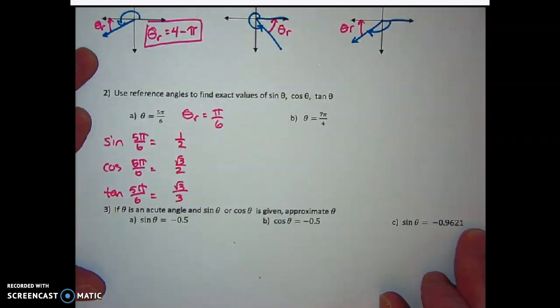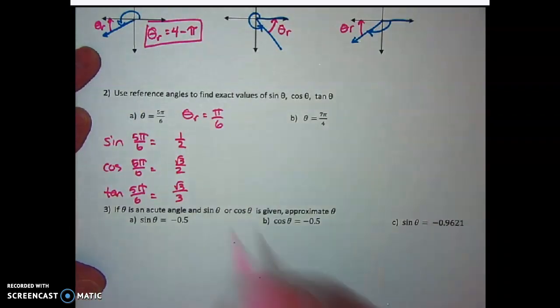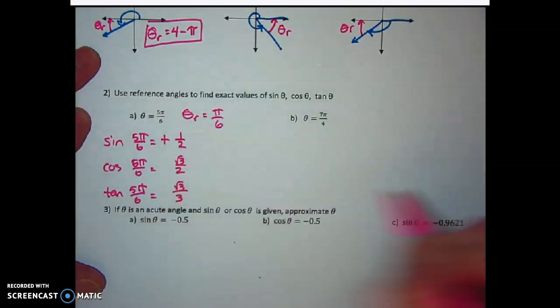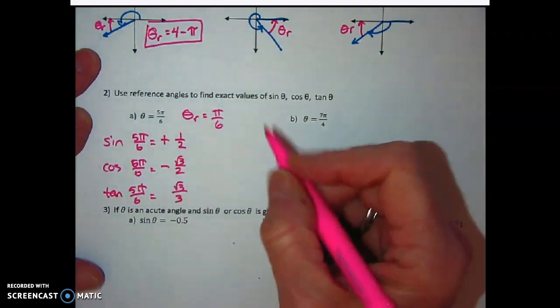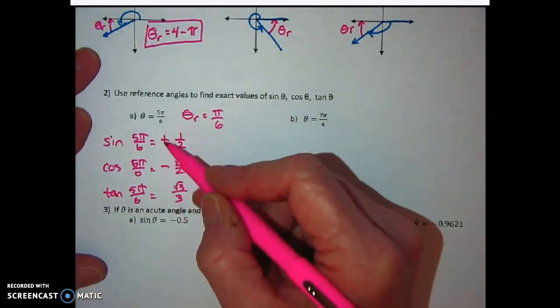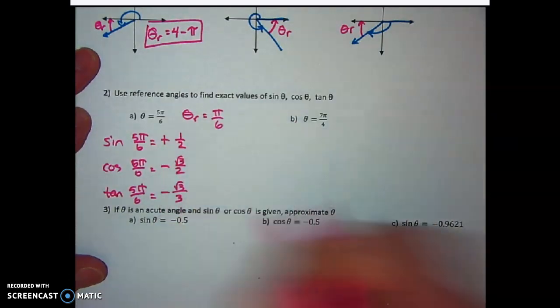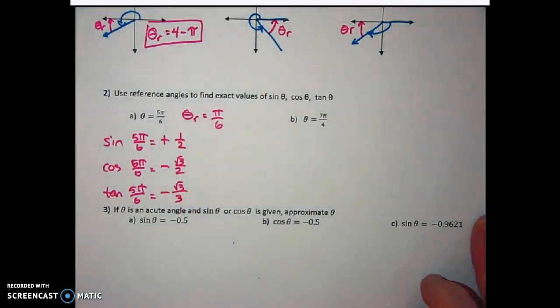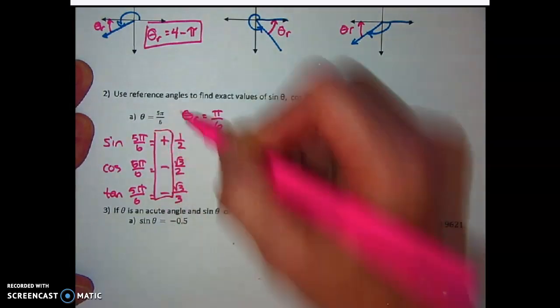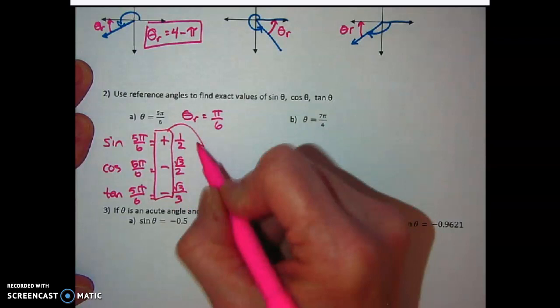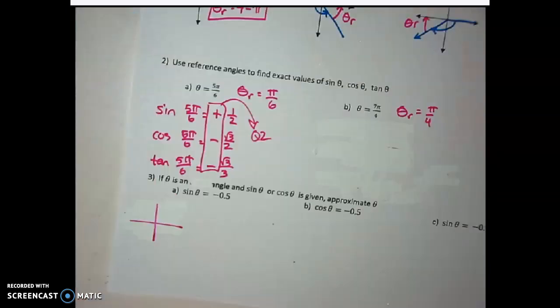5 pi over 6 is in the second quadrant. In the second quadrant, the sine is positive because it's the y-coordinate. The cosine is negative, and the tangent is the sine over cosine. So a positive over a negative means we're going to end up with a negative value. Anyway, these come from the fact that our angle is in quadrant 2.